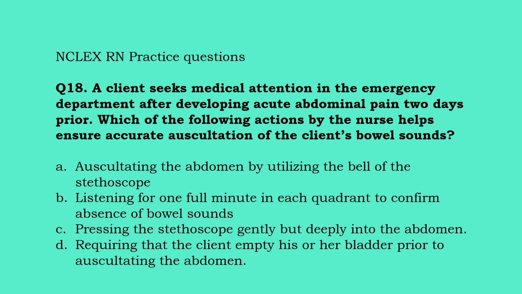A. Auscultating the abdomen by utilizing the bell of the stethoscope. B. Listening for 1 full minute in each quadrant to confirm absence of bowel sounds. C. Pressing the stethoscope gently but deeply into the abdomen. D. Requiring that the client empty his or her bladder prior to auscultating the abdomen.